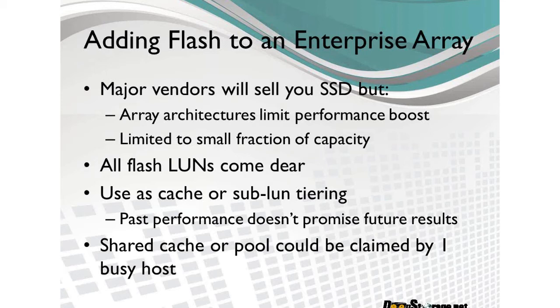Using an all-flash logical disk is expensive, and so vendors have started using flash as cache or as sub-LUN tiering, where they move hot data from disks to flash. But both of those techniques are the equivalent of driving your car by looking in the rearview mirror. It's deciding what data needs to be accelerated based on past performance, and as all the mutual fund commercials have taught us, past performance doesn't promise anything about future results. Finally, if you have one busy host, it could claim a substantial amount of the cache or sub-LUN tiering pool, so you still have the noisy neighbor problem.